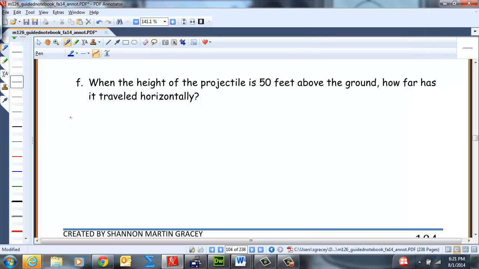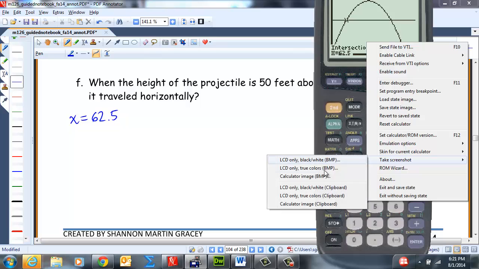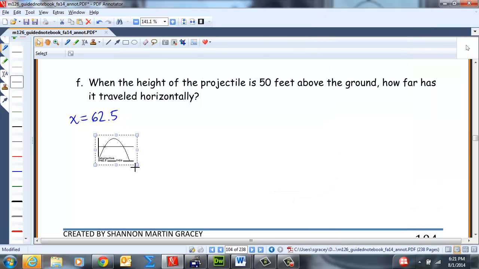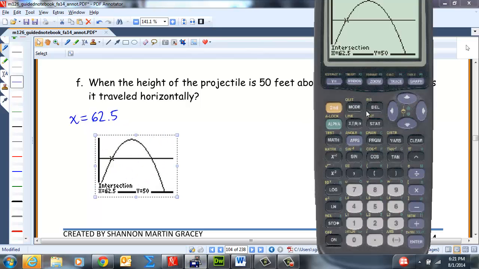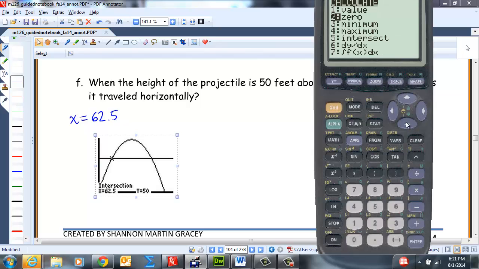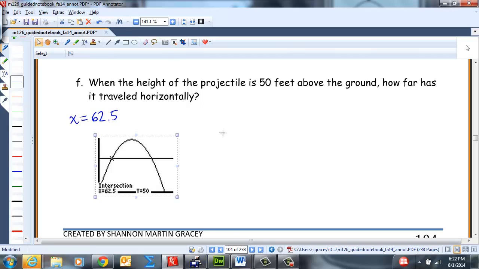So x is 62.5. And then we'll do the second one and then paste it. Actually, we can paste this one too. And then coming back and doing it again, we have got to get closer to the other one or else it'll give us the same result. Okay. And when x is 250, we'll be at a height of 50 feet. So, when x is 250 feet. And we'll paste this one too.